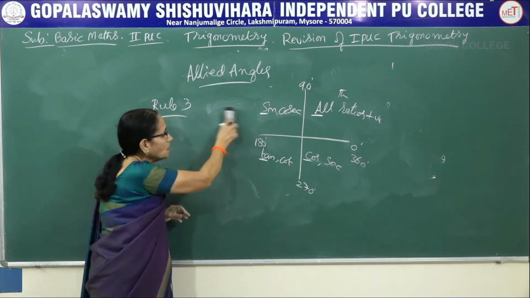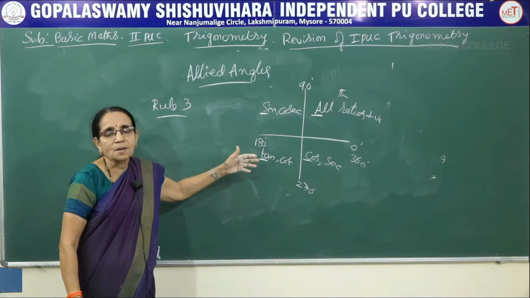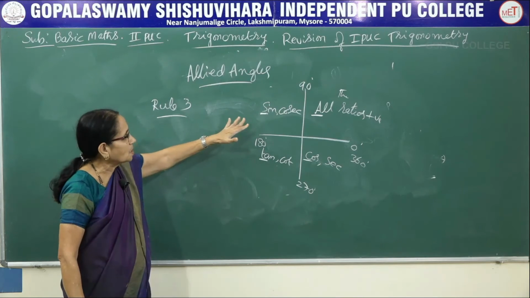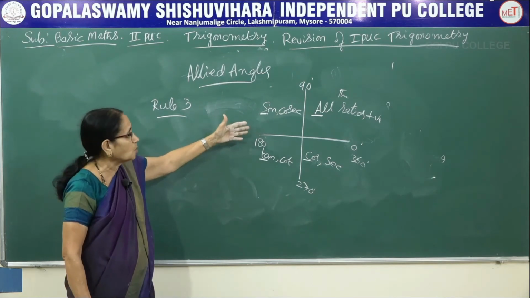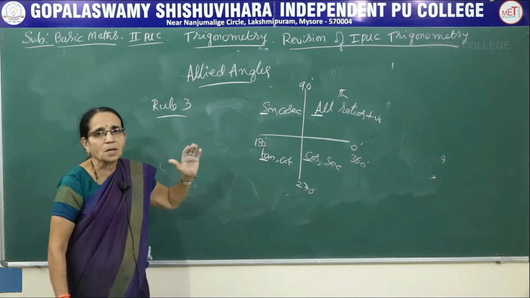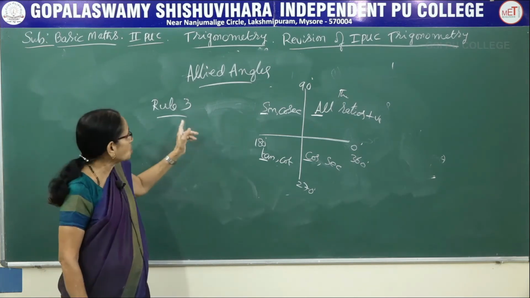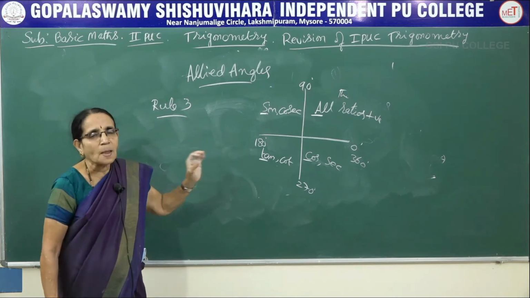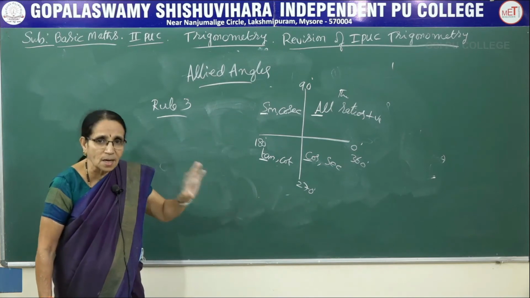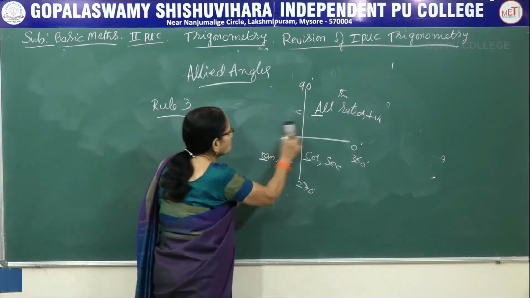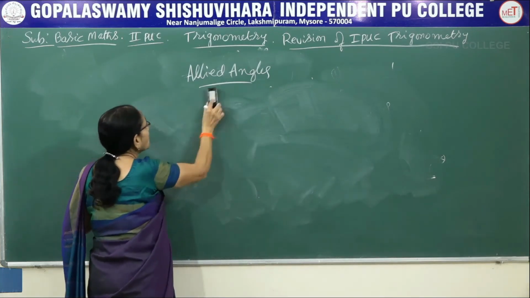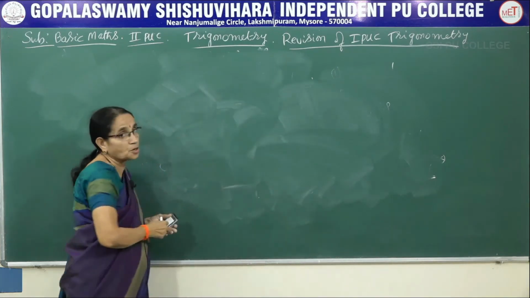So this rule, considering the angles in different quadrants and giving the particular sign, we will be getting the sign as well as the value. So rule 1 and rule 2 give you the value. Rule 2 and rule 3 give you the sign. If you want to find the value of any trigonometric ratio of any angle, then you have to consider all the three rules. Now suppose the angle crosses 360 degrees.